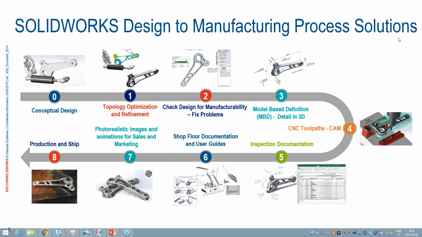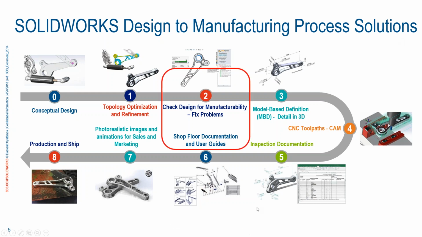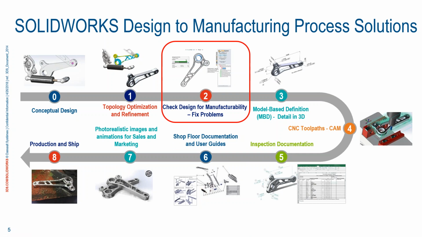Today we will talk about the next step, and that is just before releasing a product, there are a number of checks we can do to make sure we have a good product that is easy to manufacture. So we will check our design for manufacturability and fix any problems that might be costly. I will talk a little bit more about why this is important and what the benefit is.